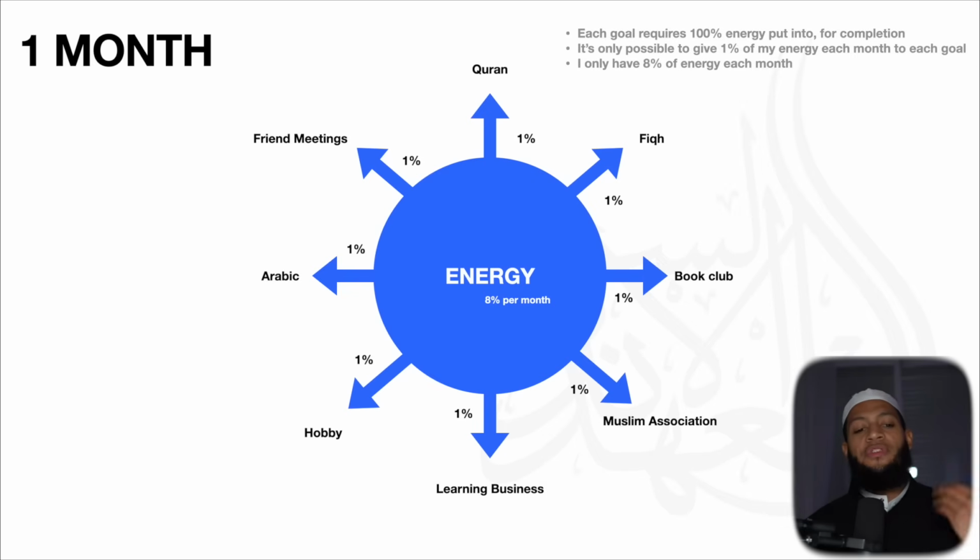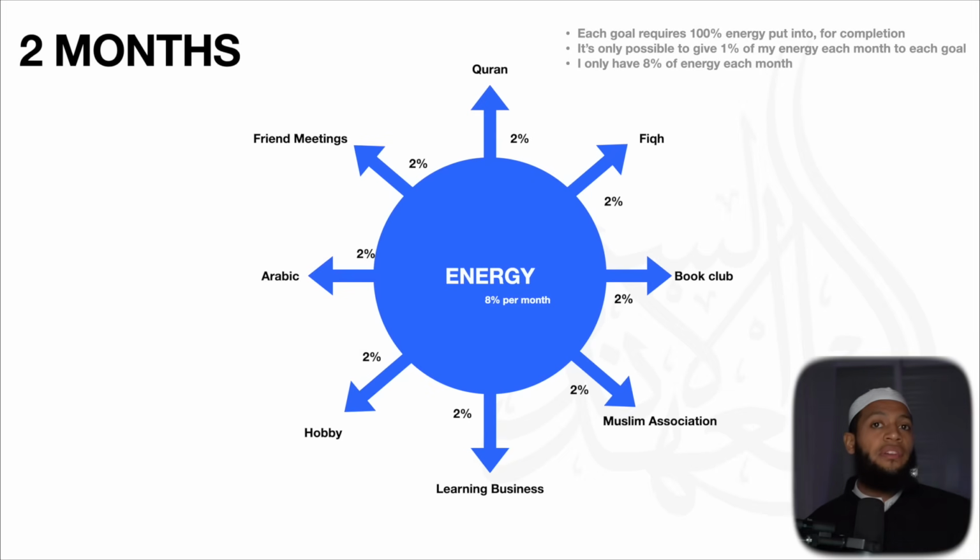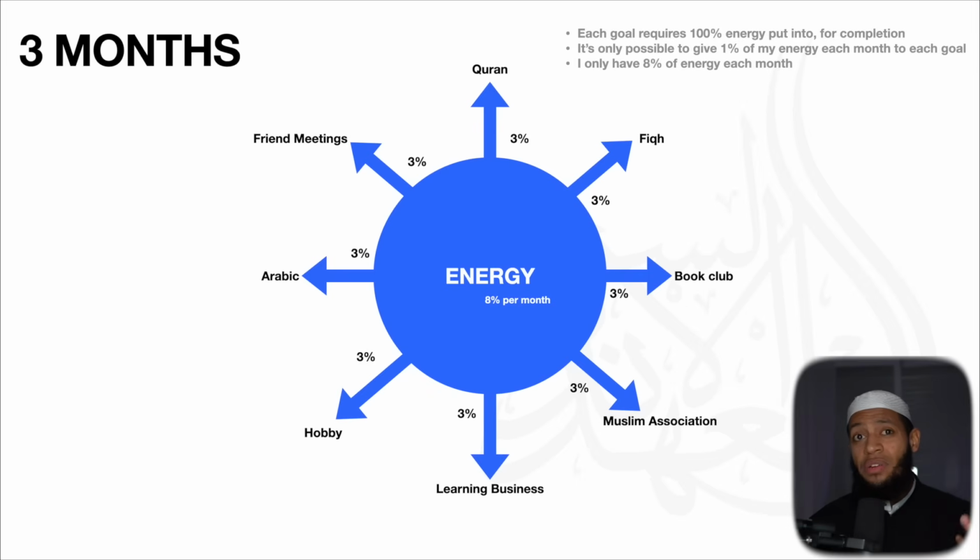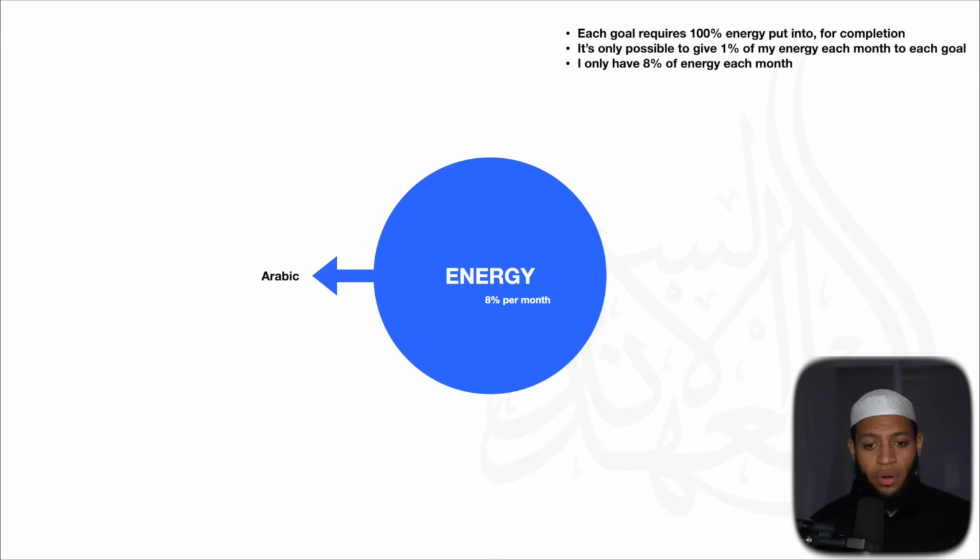Now imagine after 1 month, if I give 1%, I have reached 1% of that goal. For me to complete that goal is 100%, we said, right? Now after 2 months, I have completed 2%. So I still have 98% to go to complete that goal. After 3 months, I still have 97% to complete for all of those goals.